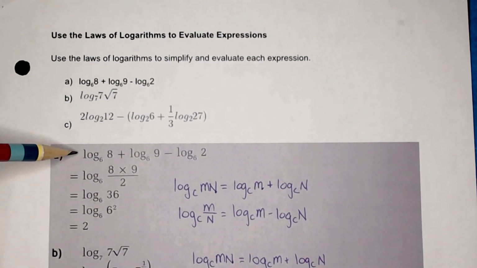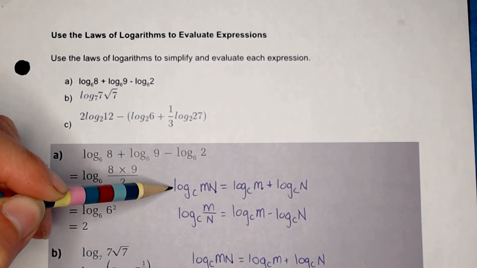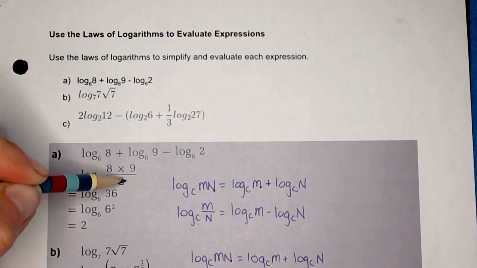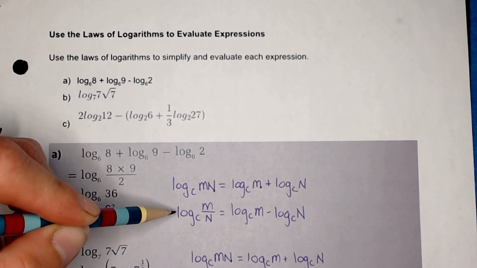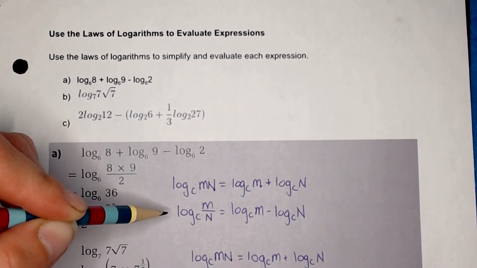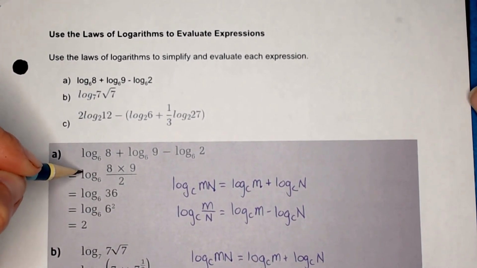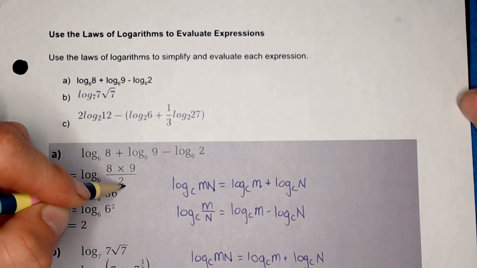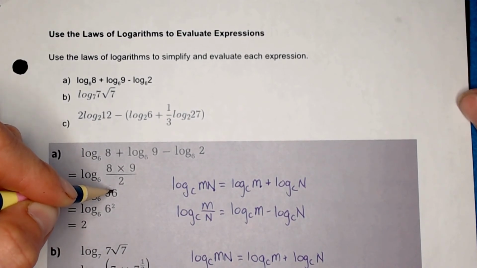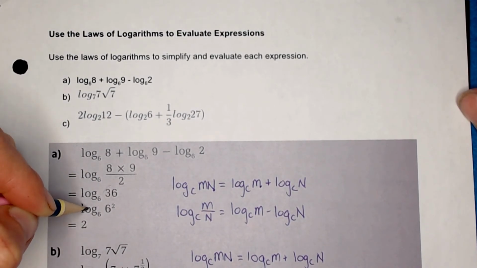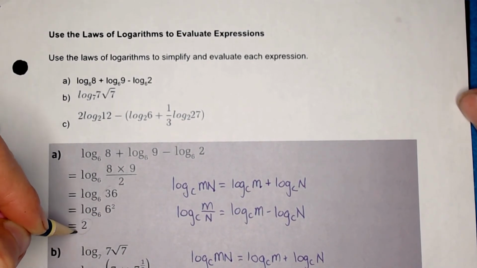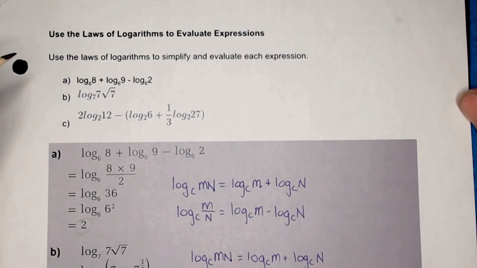So for the 8 plus 9, we're going to apply this product law, and then the divided by 2 comes from this quotient law. So on top we'll have log 6 of 8 times 9, which is 72, divided by 2. So the answer of that is 36. And we have log 6 to the 6 squared, so x equals 2, or the whole expression equals 2.